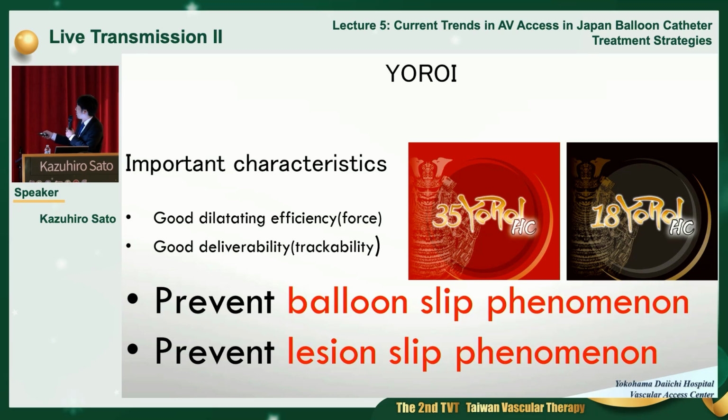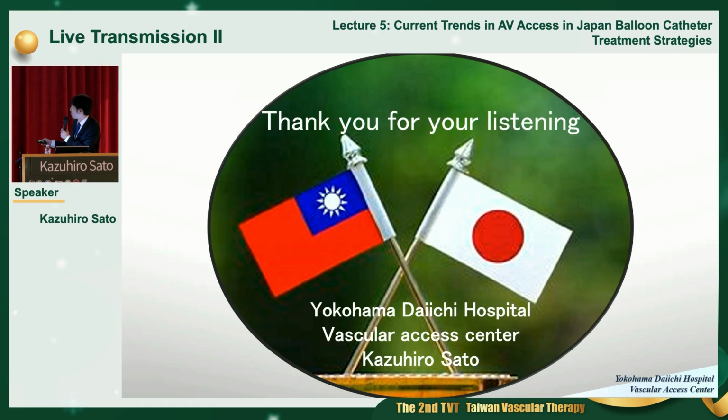So I want to promote the Japanese balloon Yoroi. It has all the characteristics: good dilating efficiency and good deliverability. And as I showed already, it prevents the balloon slip phenomenon and the lesion slip phenomenon well. So thank you for listening.